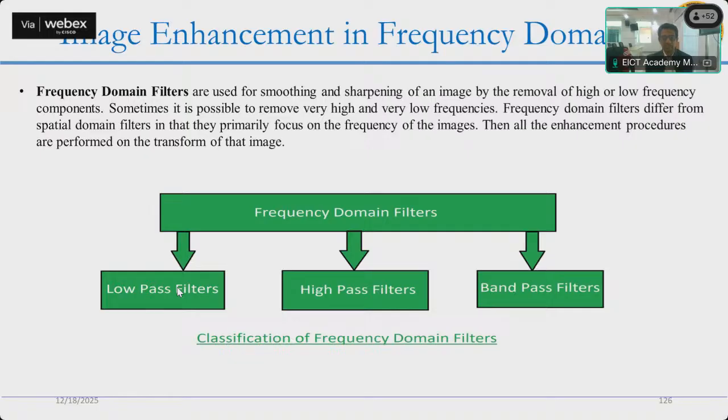Then you pass it through a low pass filter, a high pass filter, or in some cases a band pass filter also. What is the key thing? The frequency domain filters are basically used for smoothing and sharpening of an image by the removal of high or low frequency components. Sometimes it is possible to remove very high and very low frequencies. They differ from the spatial domain because here the frequency of the image becomes important, and all the enhancement procedures are performed on the transform of that image.